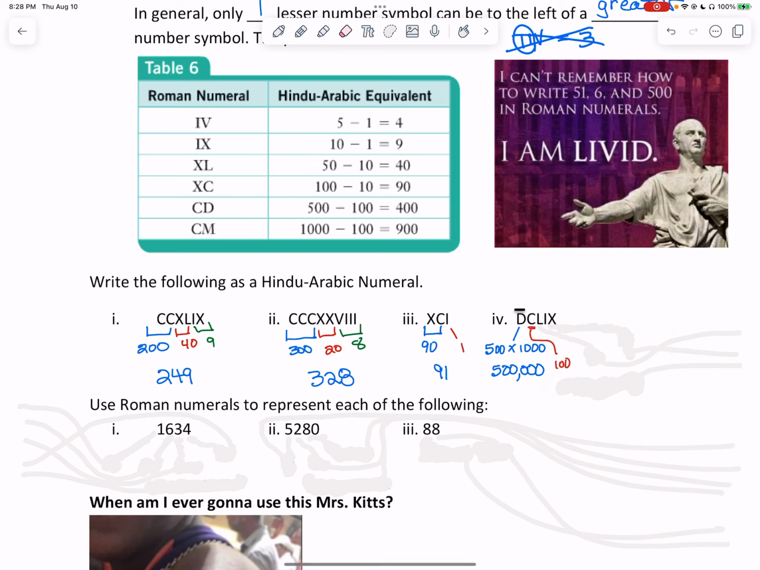All right, and then the next one is just a C with 100, and the L and the 1. Excuse me, I'm sorry. The L is going to be 50, and then the 1 is less than that X, so we're actually going to subtract those. So that gives me 9. So if we put all that together, 500,159. Okay, so you should be able to go from Roman numerals to base 10 or Hindu Arabic numerals.